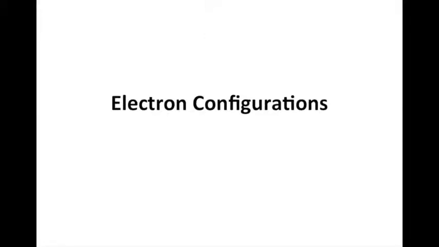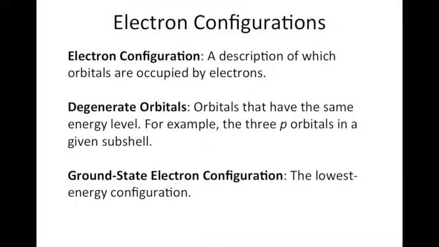In this video, we are going to show you how to write the electron configurations for the atoms on a periodic table. So let's start with a few definitions. First of all, electron configuration is a description of which orbitals are occupied by electrons. Now, it's very important to understand the electron configuration for a particular atom because how the electrons are configured in an atom gives that atom its physical and chemical properties.